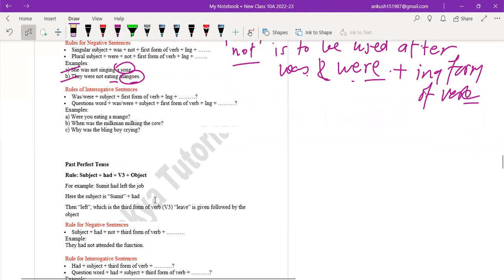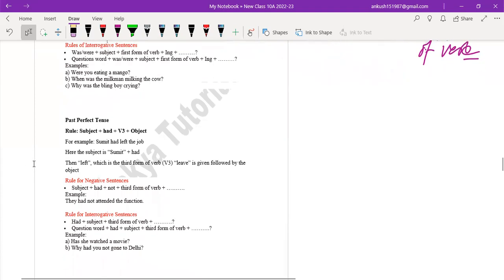Interrogative sentence, it's very simple, just put the helping verb before the subject and the rest of the sentence would be as it is. It would become an interrogative sentence, that too of verbal type of question. Suppose you want to make it WH type of question, definitely you will have to use the WH word before the helping verb, and it would become the WH type of question that you have to explain the answer to. Okay, were you eating a mango? When was the milkman milking the cow? Why was the blind boy crying? Okay, blind boy.